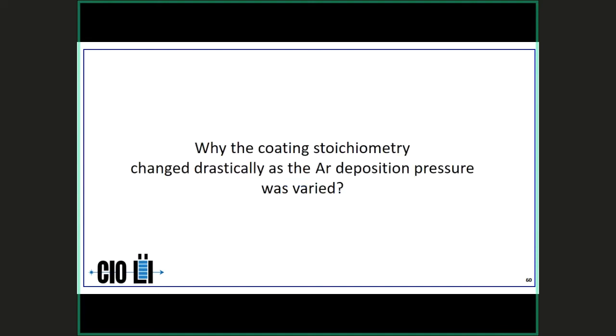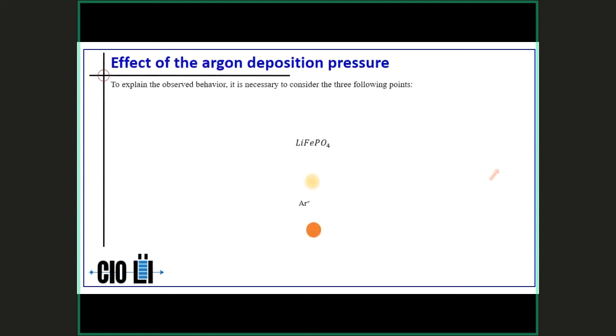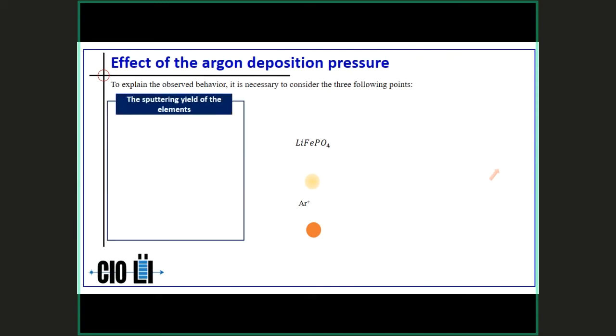So this question: why did the coating stoichiometry change drastically as the argon deposition pressure was varied? To respond to this question, we need to assume three facts. The fact number one, well, we need to know 3 points and 2 facts. So we need to know the sputtering yield of the elements that are present in the lithium iron phosphate target.